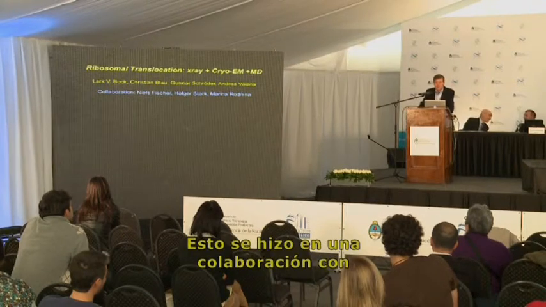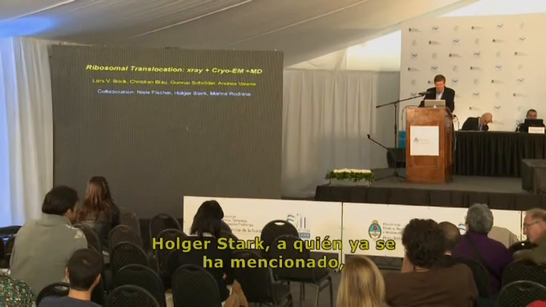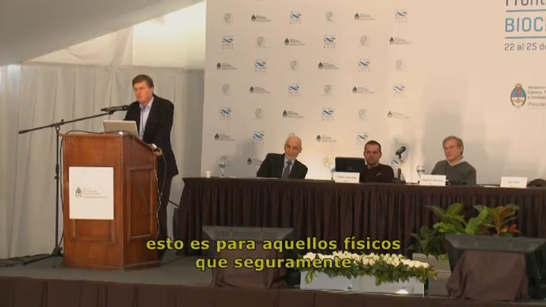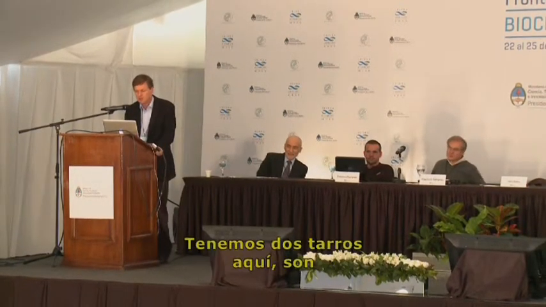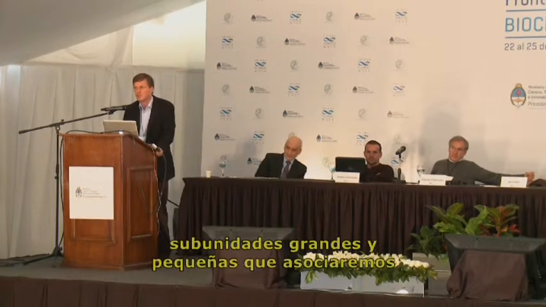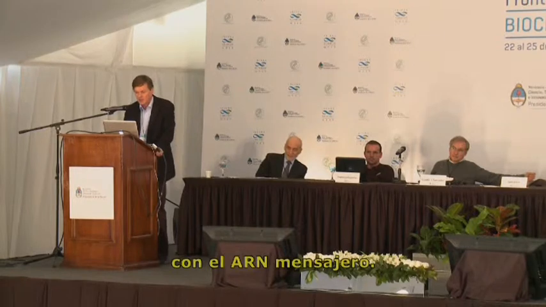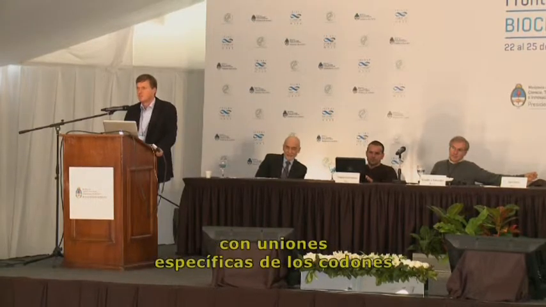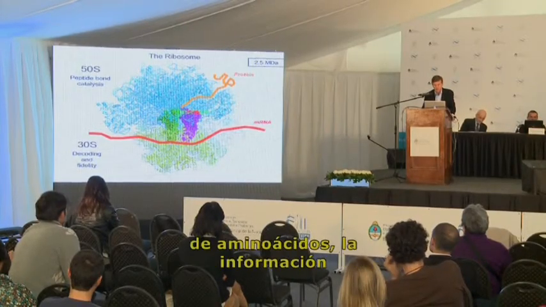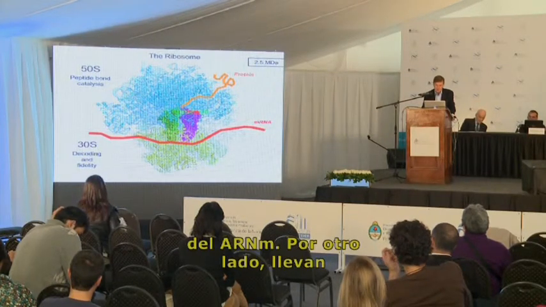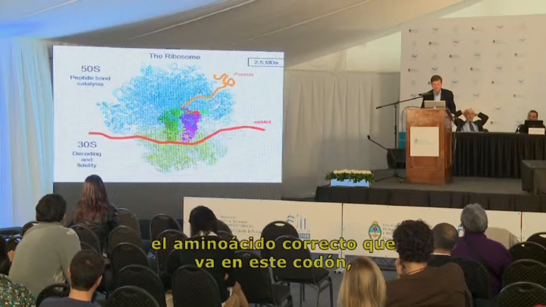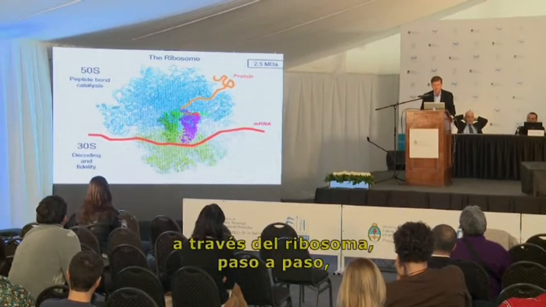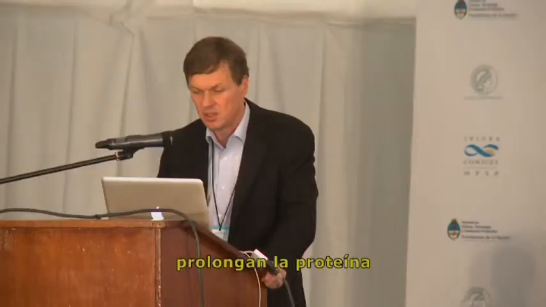That is a close collaboration by Holger Stark, who was already mentioned, by Rainer Luhrmann and Marina Rodnina. And to briefly get you into the ribosome, for those probably physicists who don't know what that is, we have two parts here, a large and a small subunit, which associate on the messenger RNA, shown here as a red line. And the tRNAs here, two of them are shown, read off by specific binding of the codons the amino acid information from the mRNA, and on the other side they carry the right amino acid to fit into this codon, corresponding to the codon on this side, and by moving through the ribosome, prolong step by step the nascent protein according to the genetic code.